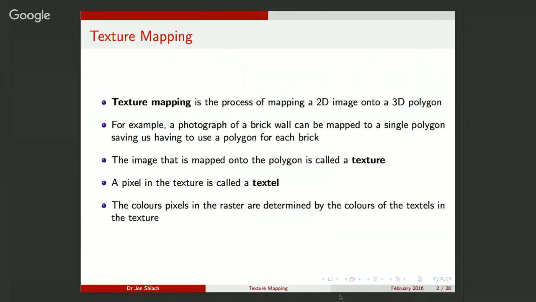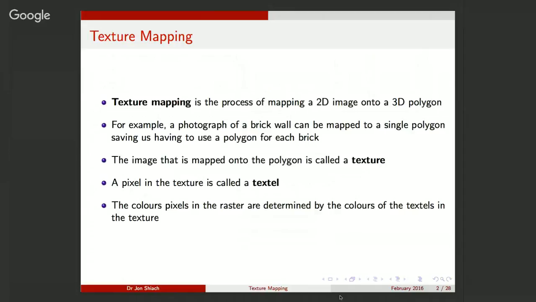Okay, so I mentioned that image is called the texture. Okay, and that's a bitmap. That is in itself a type of raster. But what we do to distinguish between a pixel in the texture and a pixel in the raster, we call a pixel in the texture a texel. Okay, texel just means a pixel from your texture.